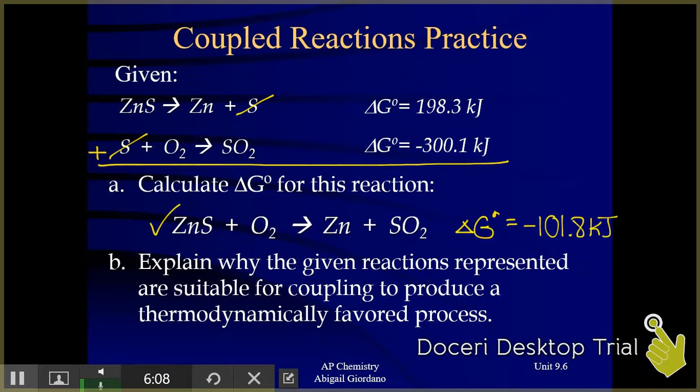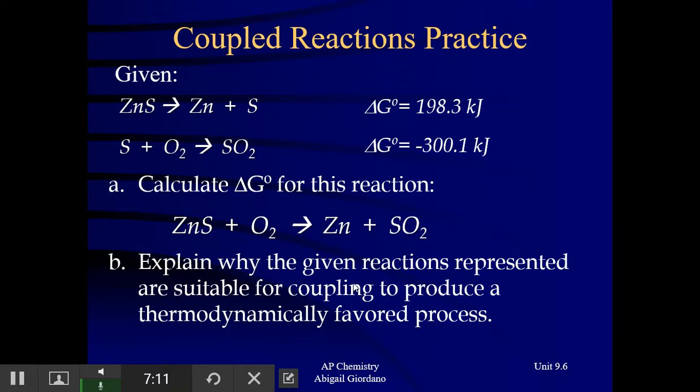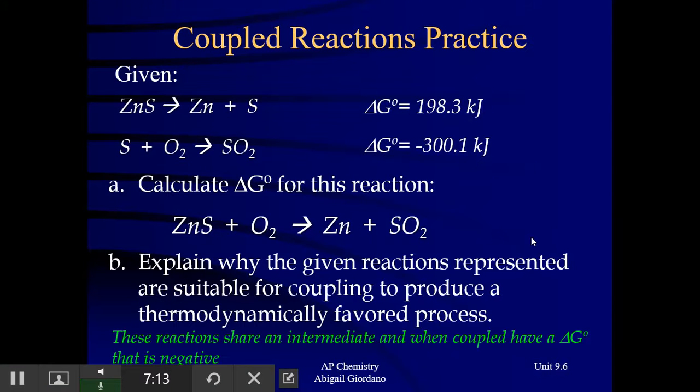It is favored. And then the second question says, explain why the given reactions represented are suitable for coupling to produce a thermodynamically favored process. And guys, I essentially just said the exact same thing I had on the previous slide, that these reactions share an intermediate, and when they are coupled, have a delta G that is indeed negative. So that means the overall process is favored.